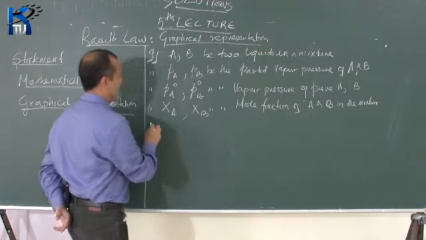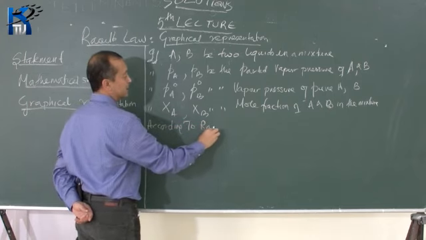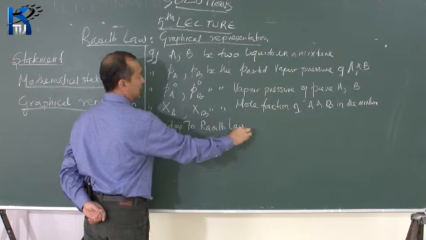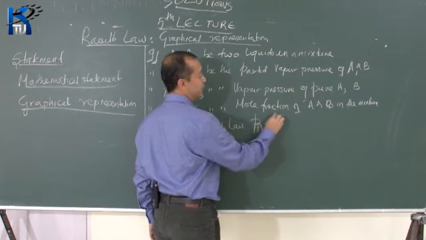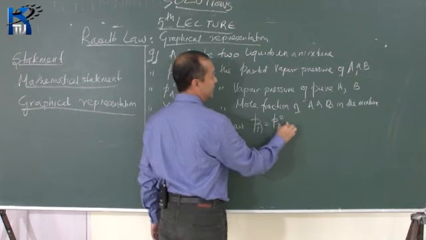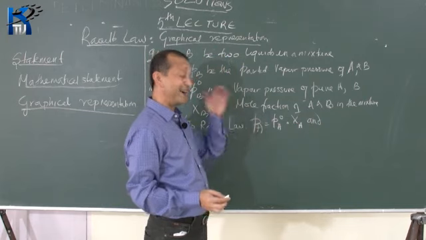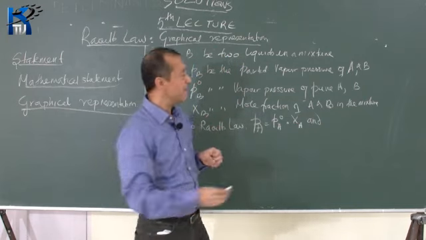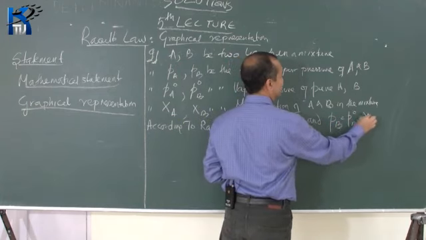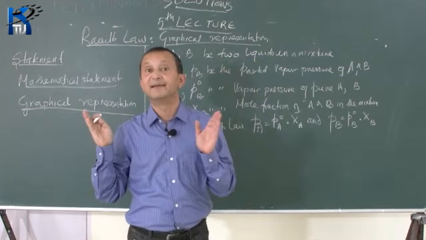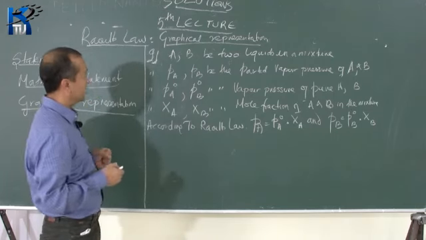So according to Raoult's law, which you have already done in the last lesson, PA is equal to PA naught into XA, and this is with regards to the component A. With regards to the component B, we can write PB is equal to PB naught into XB. Last lecture this was done.